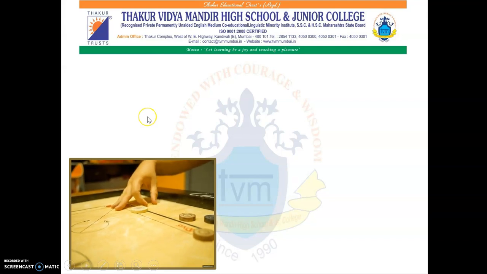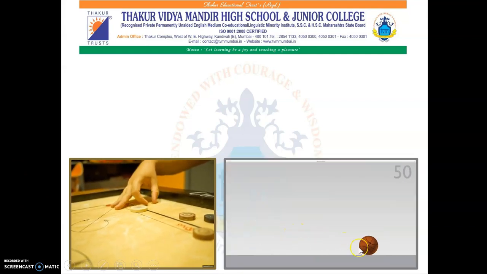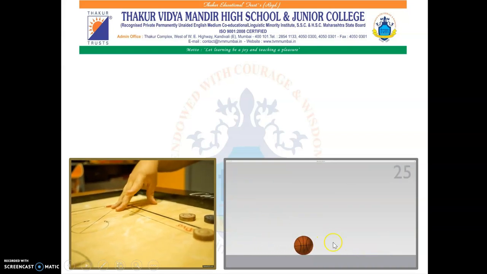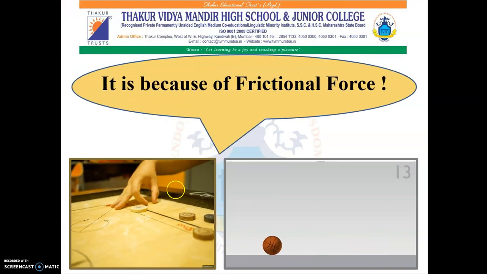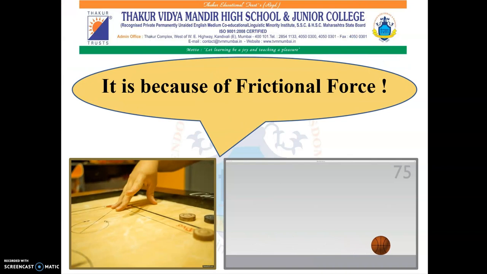You all must have played this game. Which game is it? Yes, carom. When a carom piece is flicked lightly, it slides over the carom board but stops at a certain distance. In this picture, a ball rolling over the flat ground stops at a certain distance. Why does this happen? It is because of the frictional force. Let us understand what is frictional force.